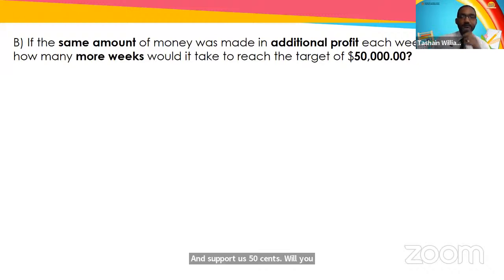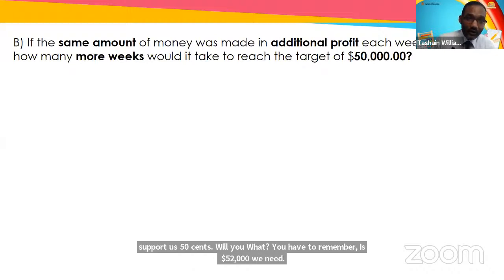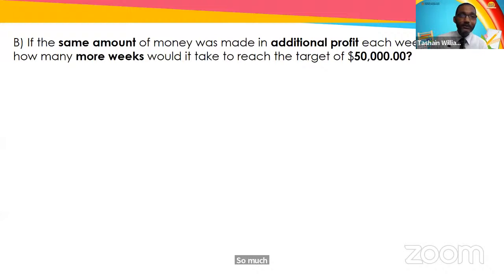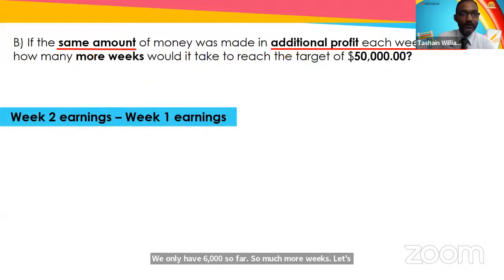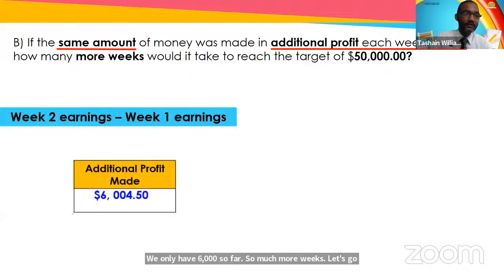But you have to remember now, say it's $50,000 we need. How many more weeks do we need to sell biscuits to make $50,000? We only have 6,000 so far. Let's go through it. In week one, we made $6,004.50, our initial profit.